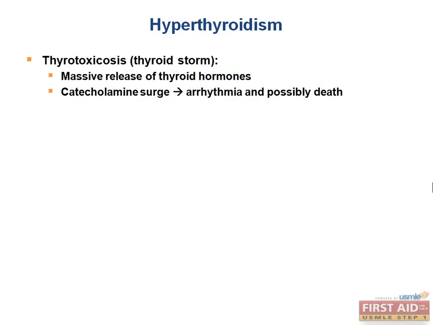Thyrotoxicosis is an increase in thyroid hormones that can be very severe, as in the case of thyroid storm. This is a complication of Graves' disease as well as other hyperthyroid disorders, where a massive release of thyroid hormones induced by stress causes a catecholamine surge, which can lead to cardiac arrhythmias and potentially death.